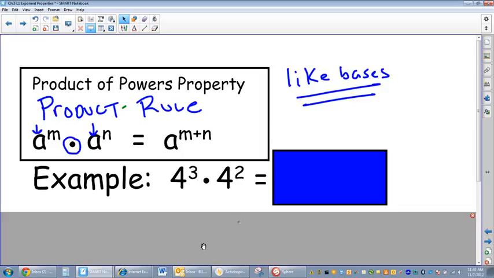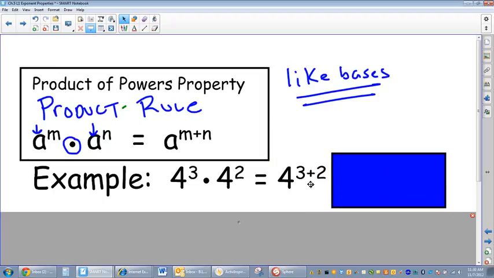So we have 4 to the third times 4 squared. 4 and 4 are like bases. So if we have like bases, we want to add the exponents. 3 plus 2 is 5.